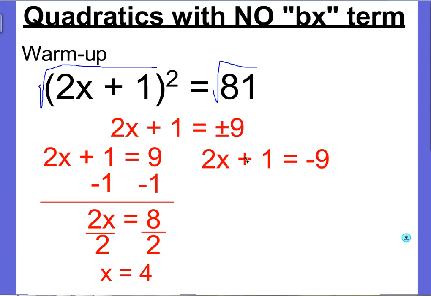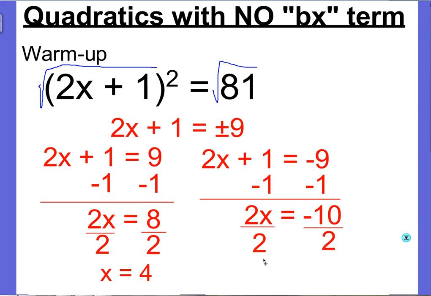Then I've got 2x plus 1 equals negative 9. So I can subtract 1, and I get 2x equals negative 10. Negative 9 minus 1, negative 10. Divide both sides by 2, and I get negative 5. So my two solutions are positive 4 and negative 5.